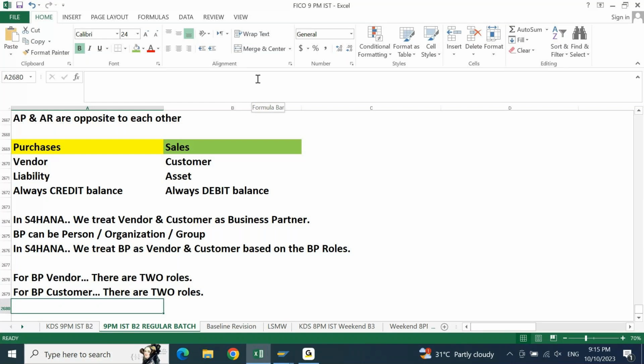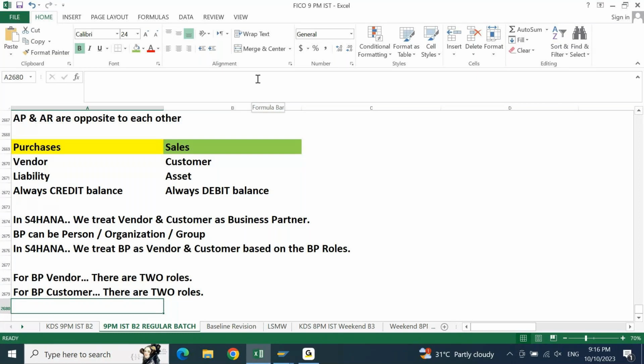In general practice, we treat as vendor and we treat as customer. But in S4HANA, before you treat as a customer or as a vendor, you are forced to treat as a business partner. Based on the business partner, we treat as customer and vendor. This is fine, I understood BP. Now I am converting my BP to customer or vendor. When I talk about BP customer, there are two types of customer. When I talk about BP vendor, there are two types of vendor.